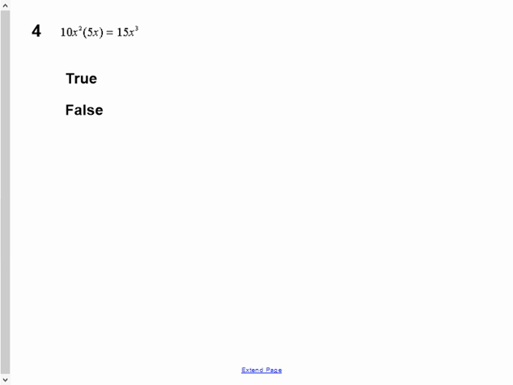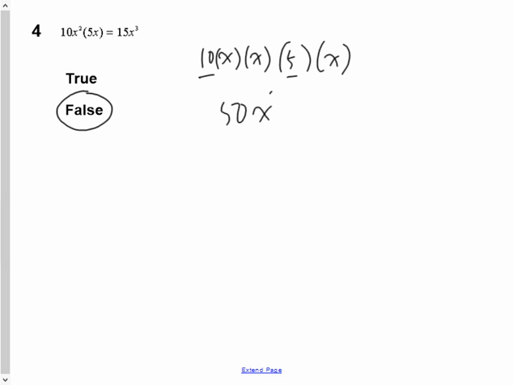Question 4 is the product of 10x squared times 5x is equal to 15x cubed. The answer for this is false, because when you multiply 10x squared, you have 10 times x squared, multiplied by 5, multiplied by x. Sometimes what people do when they multiply the two coefficients together is they add them instead. But really you should multiply them. The correct solution shouldn't be 15x cubed, it should be 50x cubed.